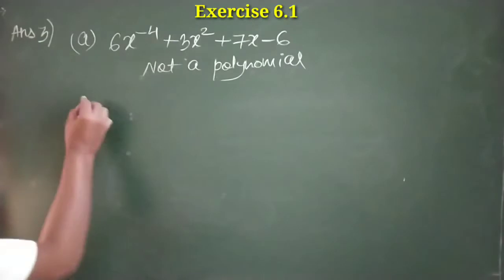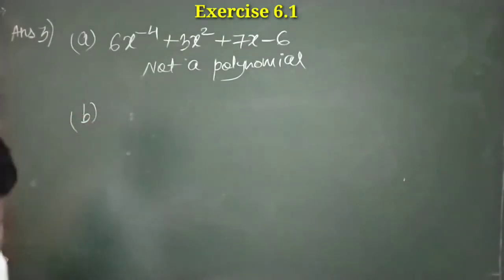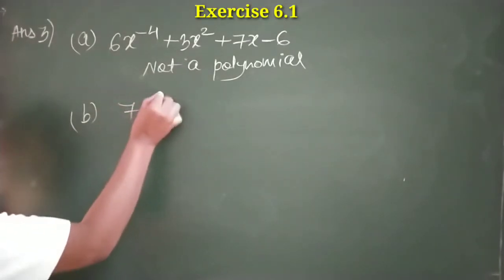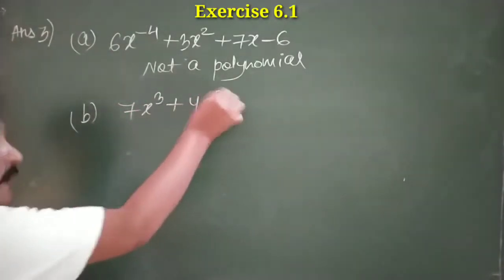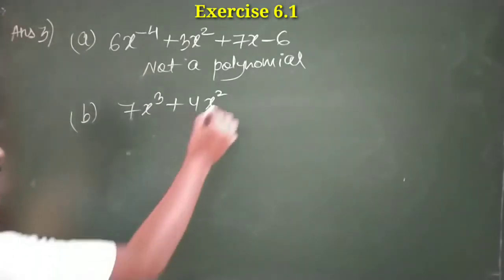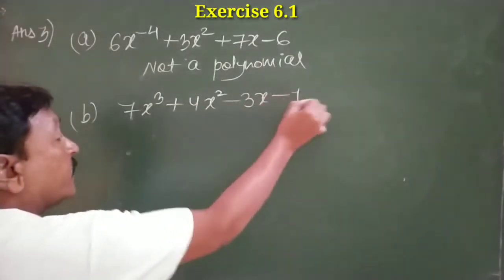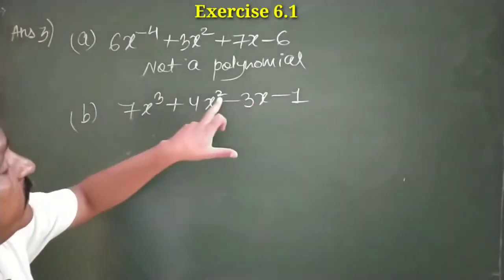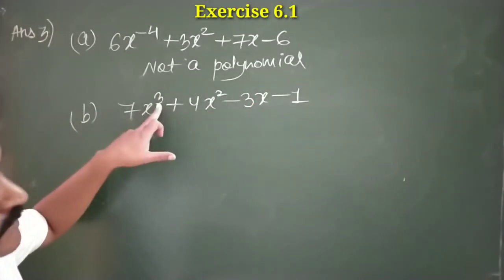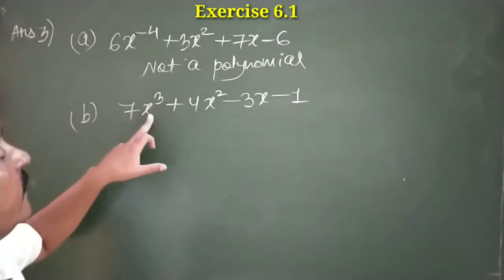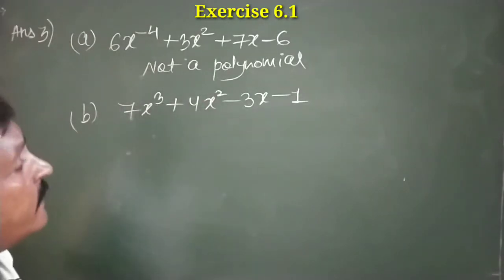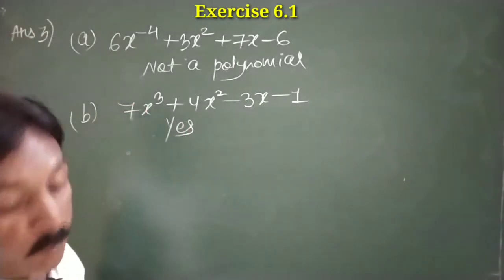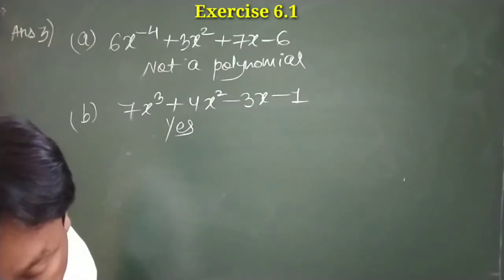See one more, part B. In part B, it is written 7x cube plus 4x square minus 3x minus 1. Just check, its exponent is 1, its exponent is 2, its exponent is 3. It means the powers of all the variables are whole numbers, so we can say it is a polynomial. Is it clear?